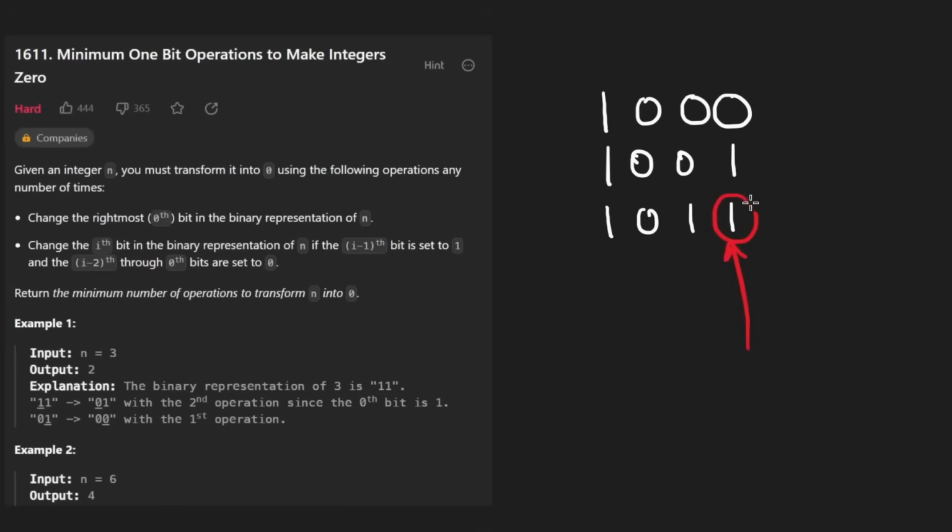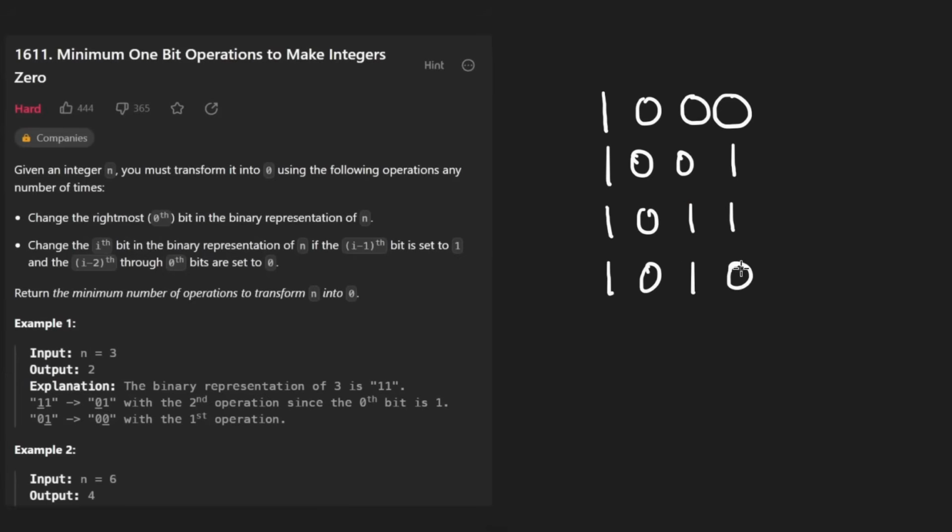We can always change the 0th bit. We can always make this a 0 if we want to. And the other choice is we can make this guy now a 0 if we want to. But if we were to do that, we're just going backwards. So at this point, it's pretty straightforward what we should do. We're going to do 1, 0, 1, 0.